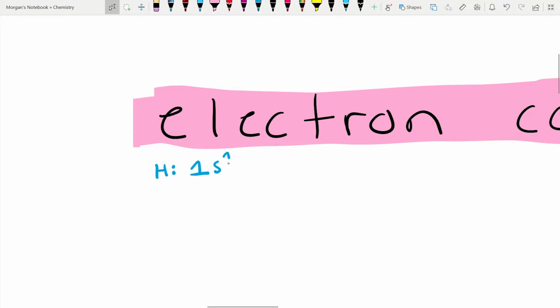It only has the 1 electron. So it's 1s1. Ta-da! That is the valence electron configuration for hydrogen. The easiest one in the world. Then we're going to come down to carbon. It's a little bit more complicated, but it's really not.